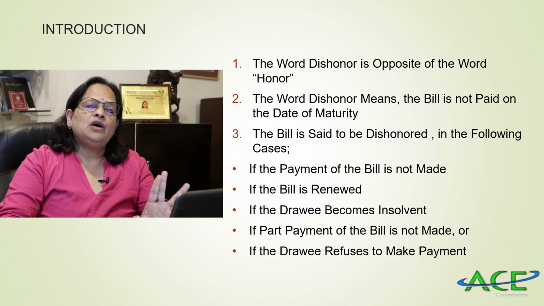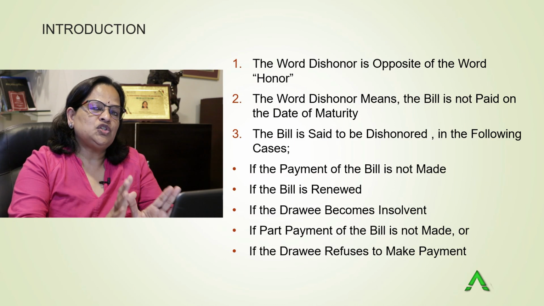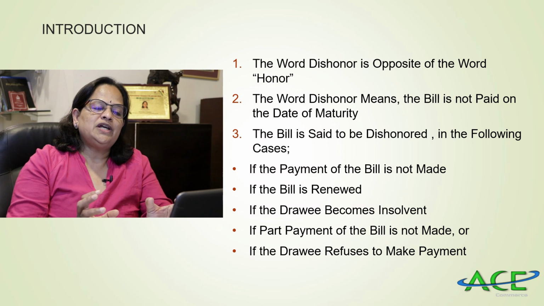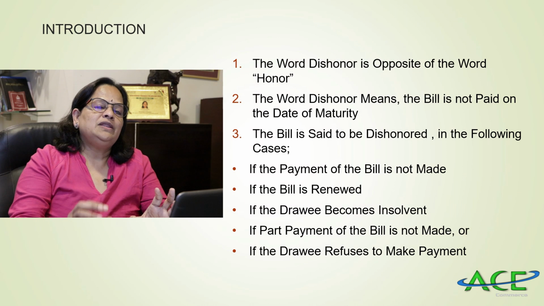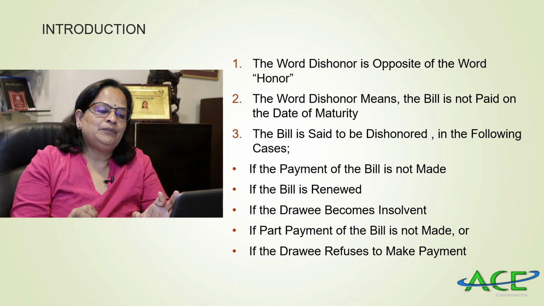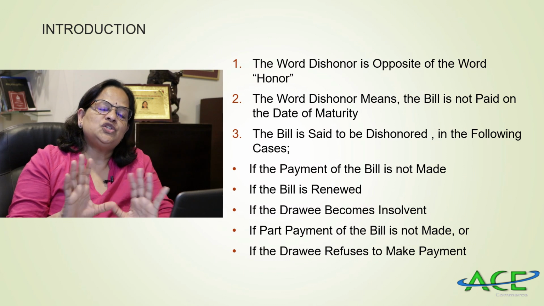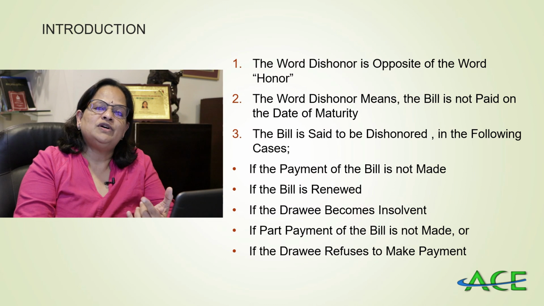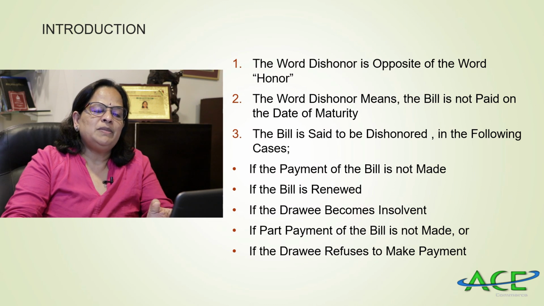Now I am going to explain what you mean by the words honor and dishonor. The word dishonor is the opposite of the word honor. The bill is honored, meaning the bill is paid on the date of maturity. But if it is dishonored, it is not honored on the date of maturity. That is why dishonor is the opposite of honor. So dishonor means the bill is not paid on the date of maturity.